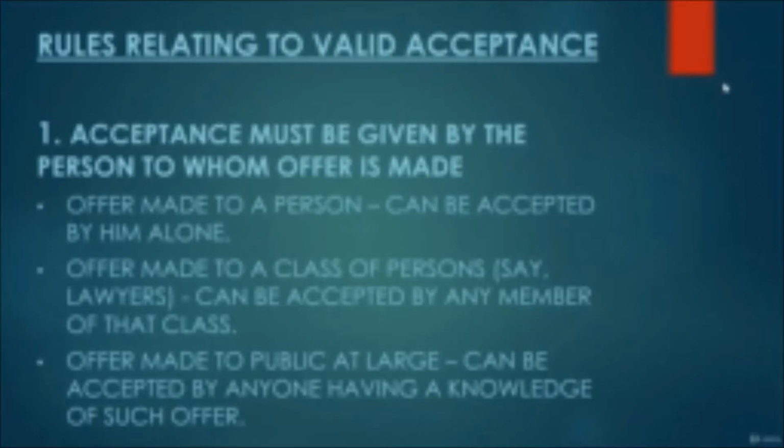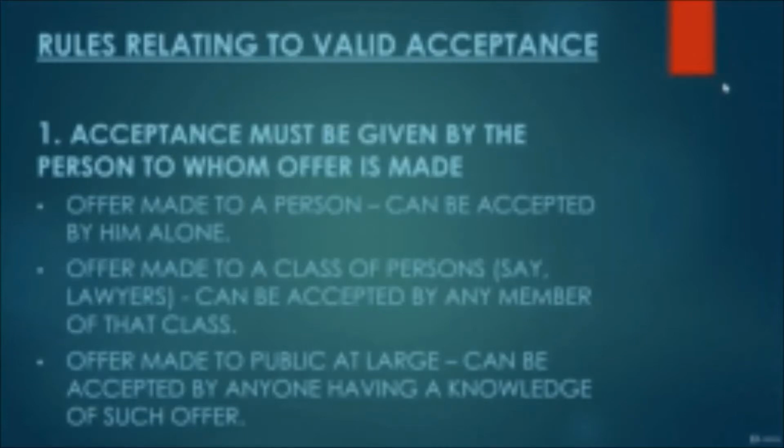Okay, but this is the case where the offer is made to an individual. But what about a situation where offer is made to a class of persons? For example, bar association starts a clubhouse for lawyers and informs all the lawyers that whoever is interested in becoming a member of the club can pay the fees and avail the benefits of membership. So now this offer is valid for all the lawyers. It can be accepted by any lawyer of that bar association, and a non-lawyer or a lawyer from another bar association cannot accept this offer.